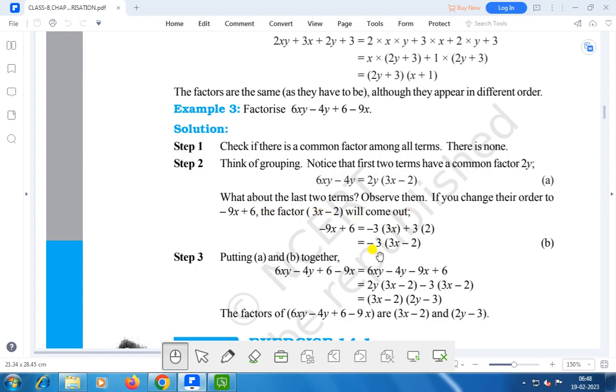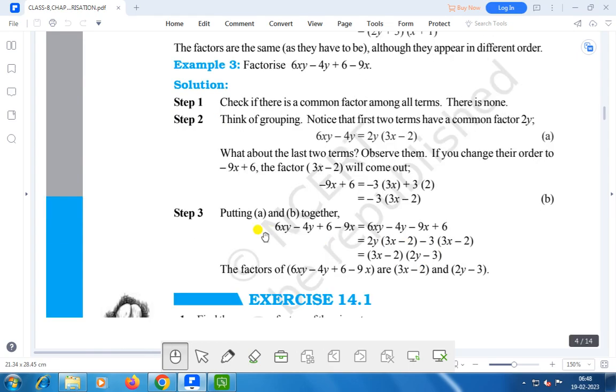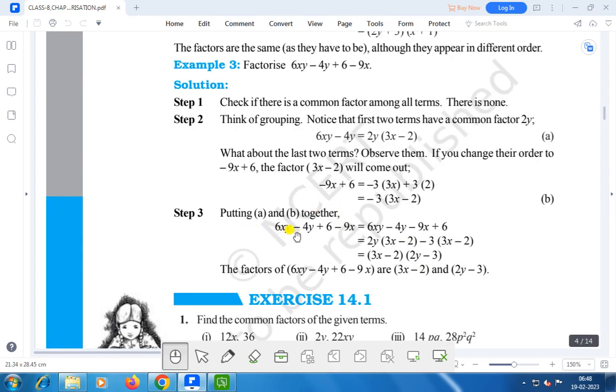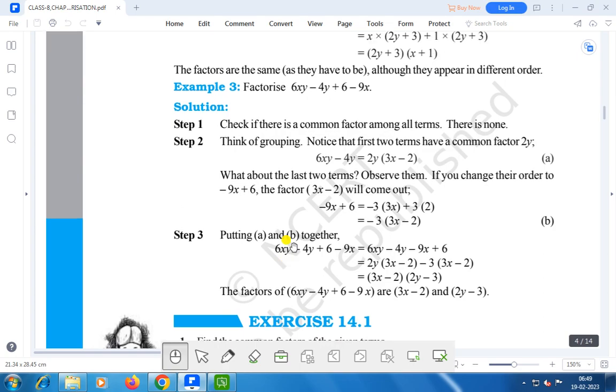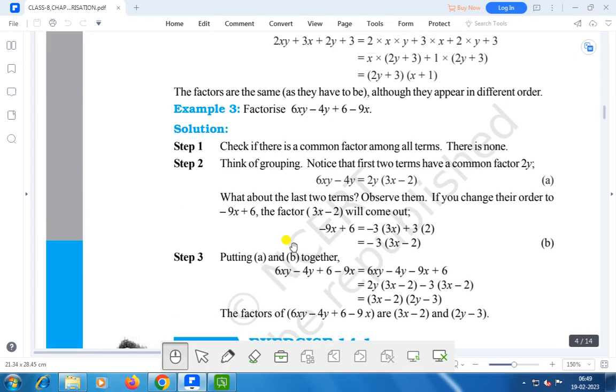Minus 3 into 3x minus 2. Putting them together, 6xy minus 4y minus 9x plus 6 is 2y into 3x minus 2 minus 3 into 3x minus 2, which is 3x minus 2 into 2y minus 3. The factors of 6xy minus 4y plus 6 minus 9x are 3x minus 2 and 2y minus 3. Right? In this way, you can find the various factors.